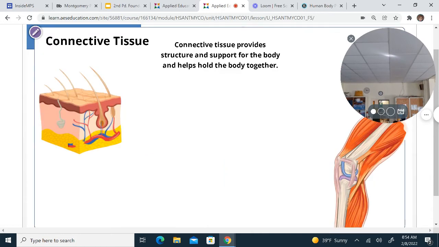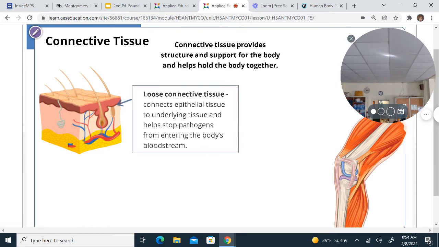And then you have connective tissue. Connective tissue provides structure and support for the body. In other words, it holds body parts together. There are 6 types of connective tissue. Loose connective tissue connects epithelial tissue to underlying tissue. It also helps stop pathogens from entering the body's bloodstream.